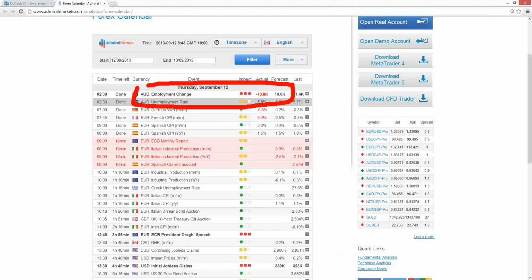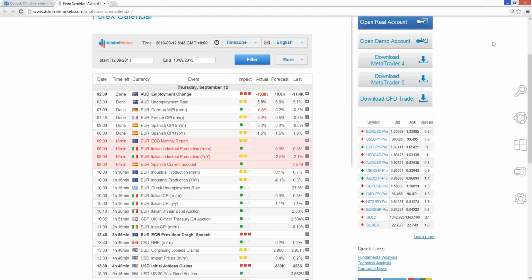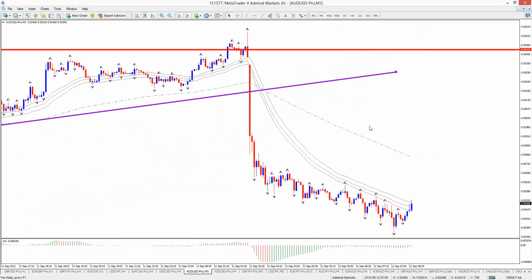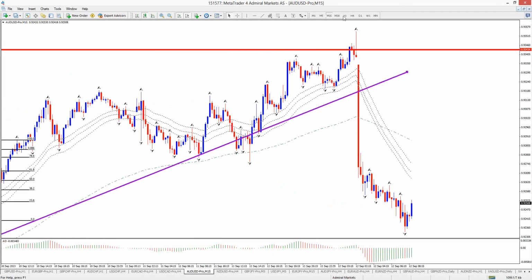That was pretty negative. So technically, I thought it was at the resistance, but who knows? If that number would have been positive, maybe we would have seen a major bullish candle and we would have broken that level. I don't know. But to me, technically, it did fit. But with the Aussie, you never know.